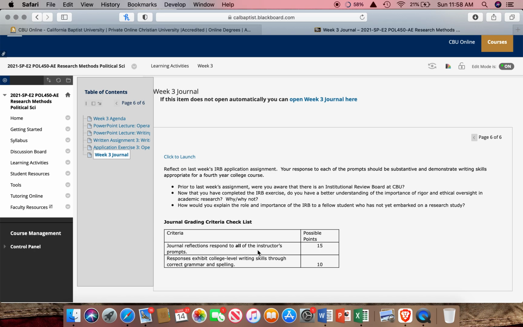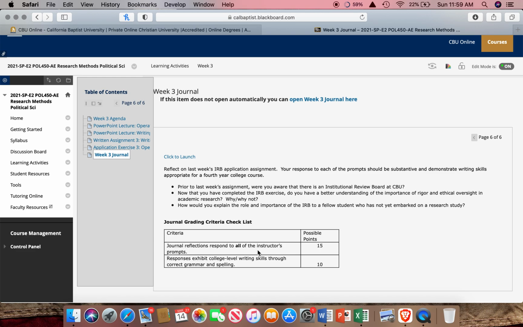And how would you explain the role and importance of the IRB to a fellow student who has not yet embarked on a research study? So remember, I'm looking for some substance, some intellect, some discussion, and it's another 25-point assignment. Hit all aspects of the prompts for 15 and use college level grammar and spelling for the additional 10. So that is our week 3.